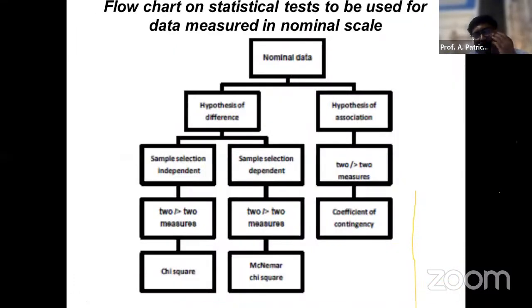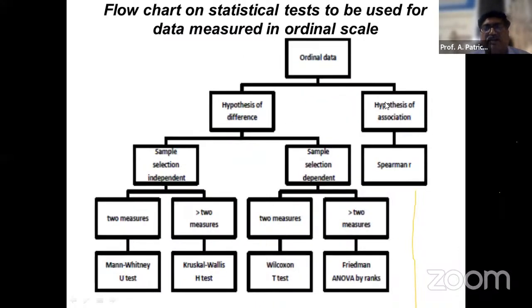I'll also follow up with another set. How do you do it? By using maybe some theory part of it, I'll relate. Now, this is something which you find in one of the software packages, MATLAB. It tells you when the nature of data is nominal, hypothesis for association, if there are 2 or more measures, use the coefficient of contingency. For a hypothesis of difference, if the sample is independent or dependent, if there are 2 or more measures, you use chi-square. If there are 2 measures and it is a dependent kind of sample, you use McNemar, which is a variant of chi-square. If the nature of data is ordinal, you use Spearman R, okay?